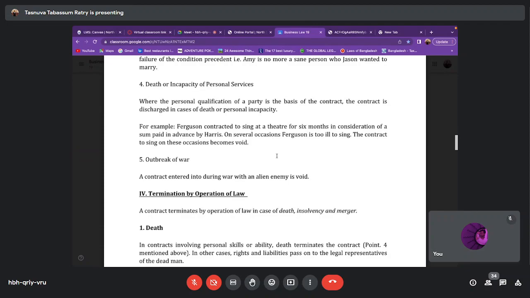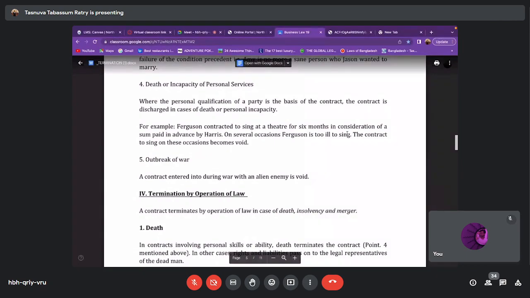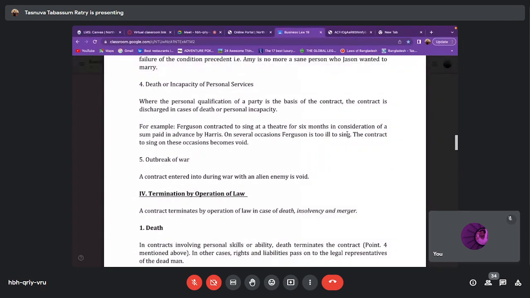Say for example, Ferguson এখানে একটা এক্সাম্পল দিয়েছি, that he has contracted to sing at a theater for 6 months. In consideration, he paid a sum in advance by Harris. Now, on several occasions, Ferguson becomes ill to sing. So, what has happened? The contract to sing on this occasion has become void because to sing was the reason, was the basis for the contract. However, he was unable, he was incapable to perform.